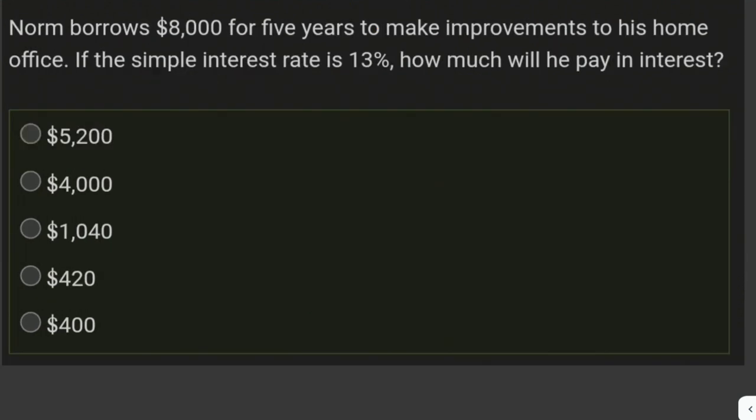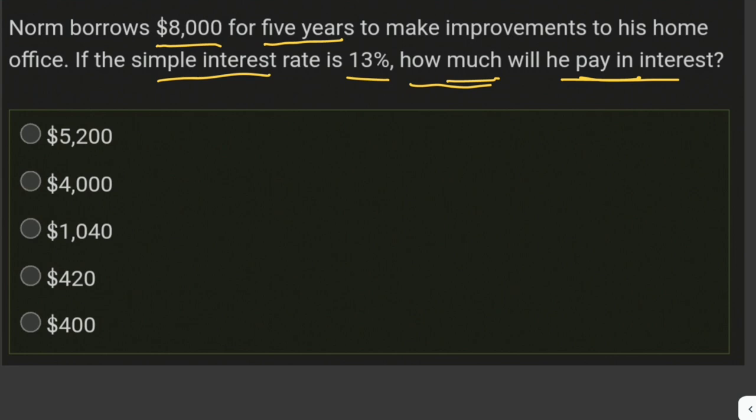Right, let's solve another problem. Norm borrows $8,000 for 5 years to make improvements to his home office. If the simple interest rate is 13%, how much will he pay in interest? So in this problem, we are only asked for the amount he will pay in interest, compared to the previous problem where we were asked how much Joan would pay back. So that would include the amount she borrowed.